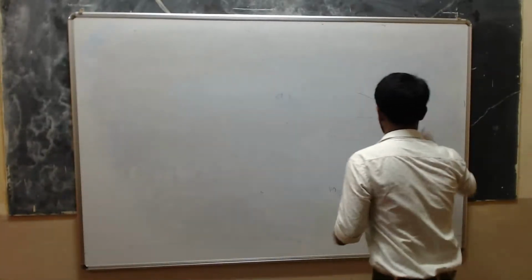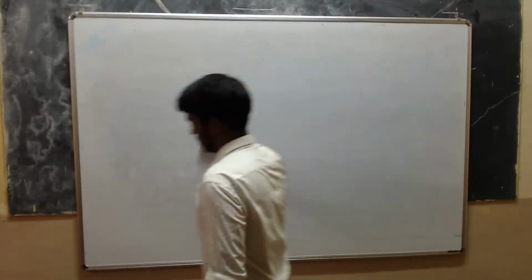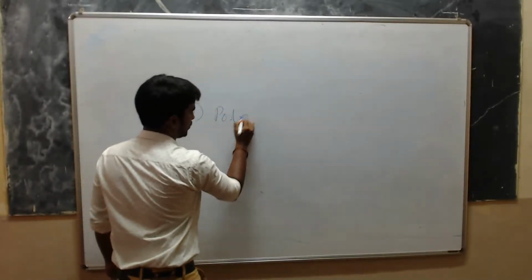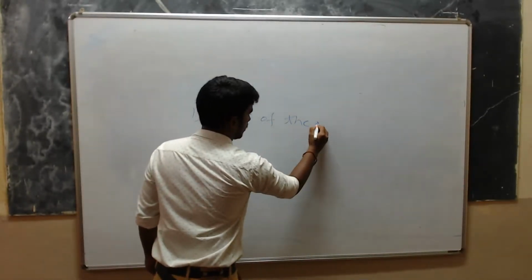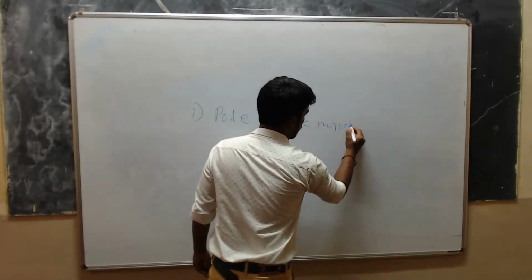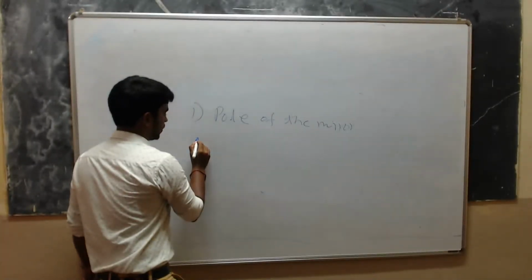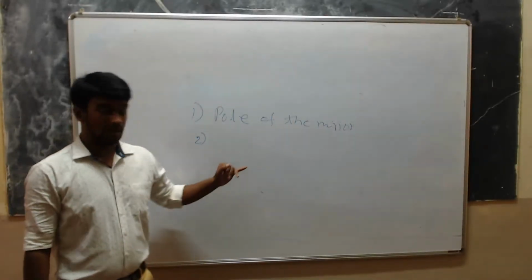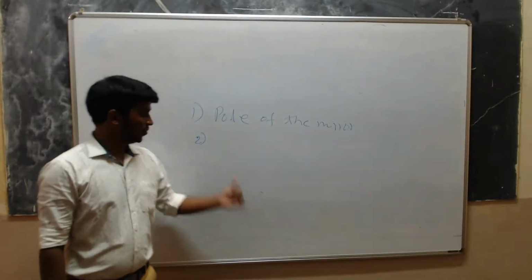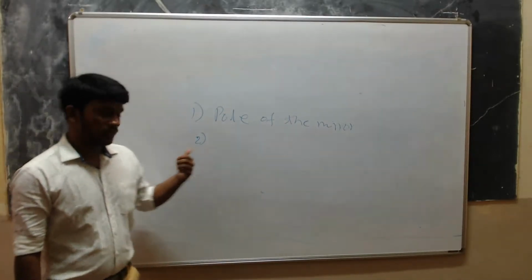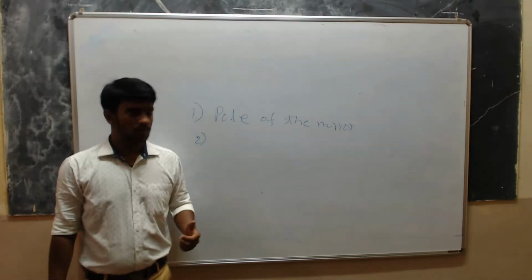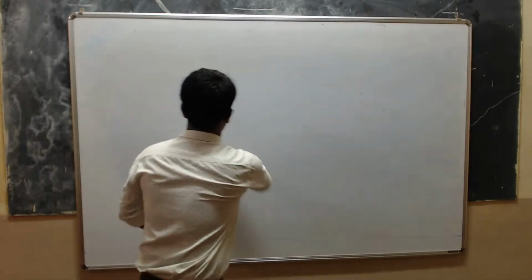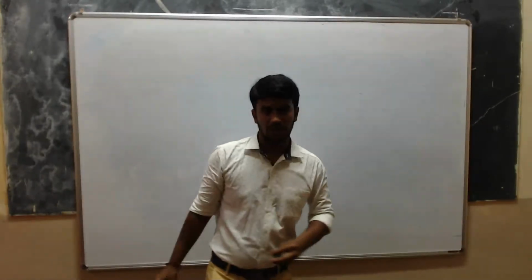These terms are very important, so let's revise. First, the pole of the mirror. Second, the principal focus. Third, the focal length. Fourth, the principal axis. Then image distance and object distance. I hope you understood these things. I'll continue the class tomorrow.